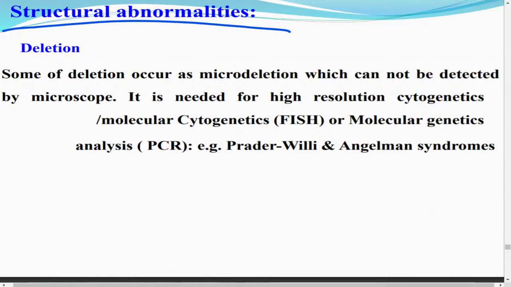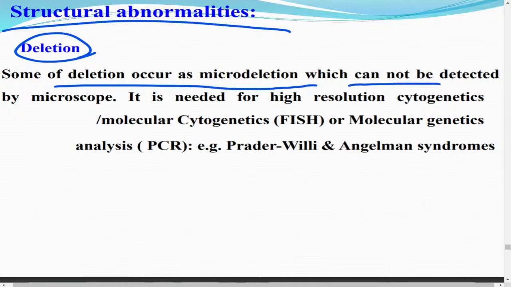Structural abnormalities. In structural abnormalities, we have deletion. Some deletions occur as microdeletions, which cannot be detected by microscope. High-resolution cytogenetics is needed.